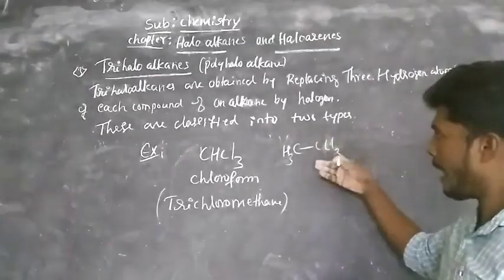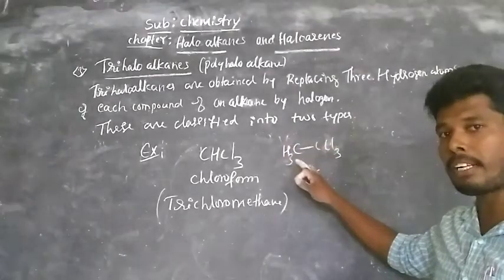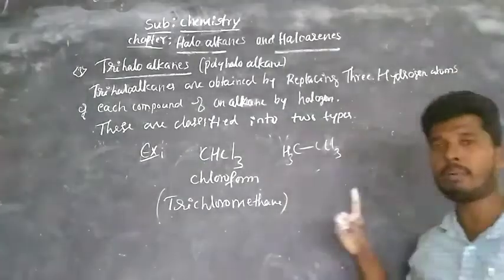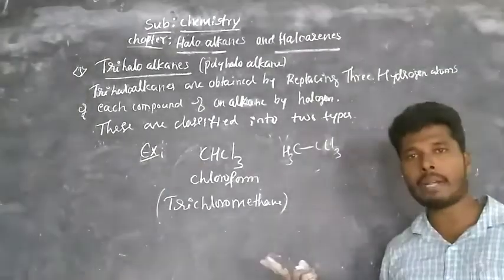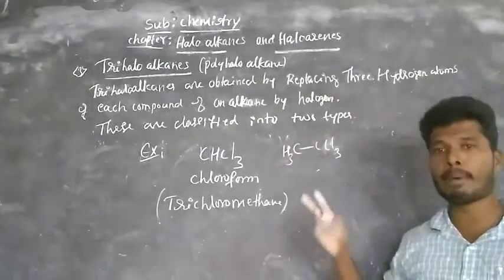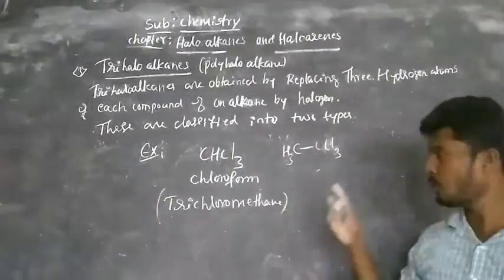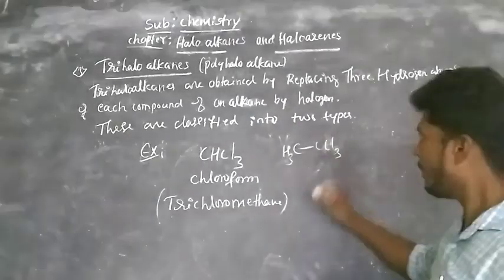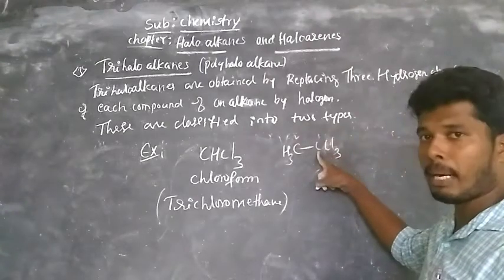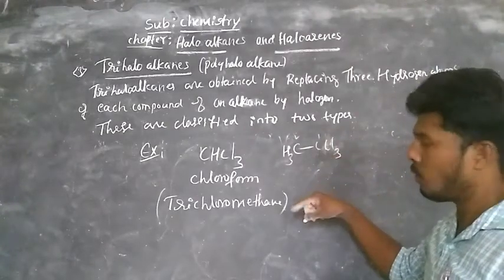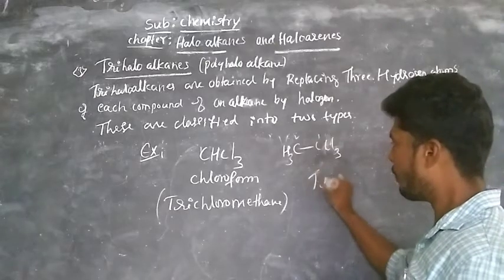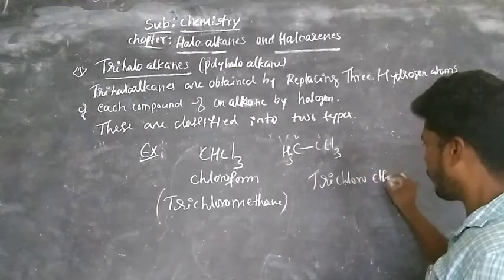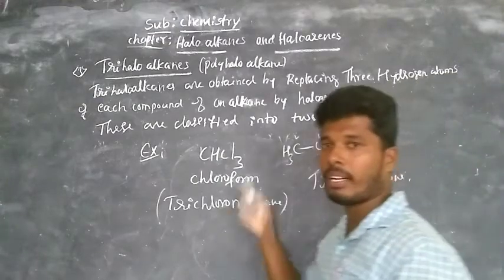Okay, you add halogen atoms for any carbon atoms to replace the number of hydrogens by halogen. If you replace one hydrogen, you should add only one chlorine atom. If you replace two hydrogens, you should add two chlorine atoms. It means the number of replaceable hydrogens is equal to the number of substituting chlorine atoms or halogen atoms. So what is the name? 1,1,1-trichloroethane. All these are examples of trihaloalkane.